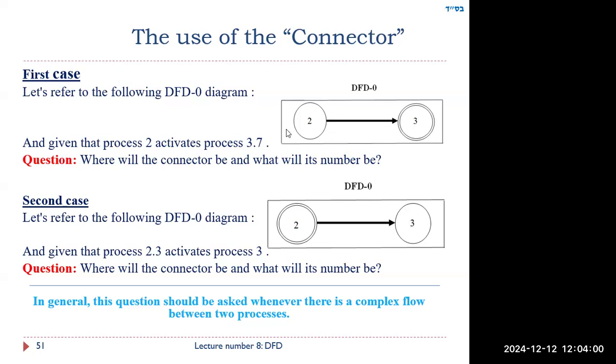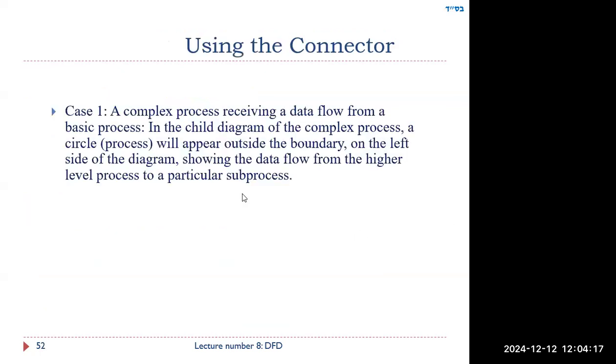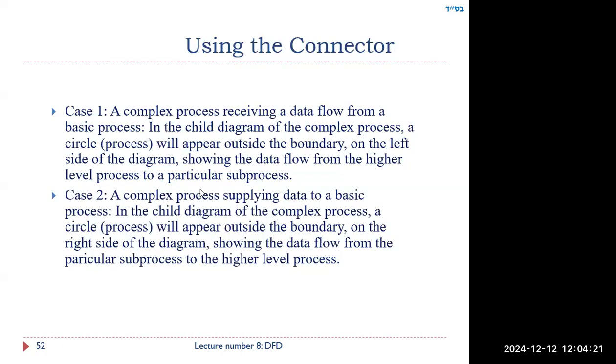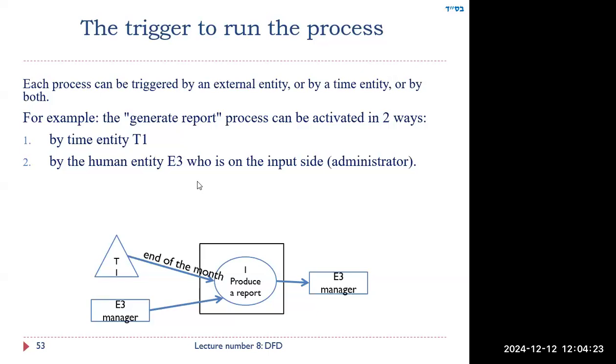But in this case, where will it appear? It'll appear in DFD 3. In DFD 3, I'll see 2 coming in from the left. And in this one, in DFD 2, I'll see a 3 on the right. And that's what I explained here. In case 1, it's on the left, and in case 2, it's on the right. The trigger to run the process.